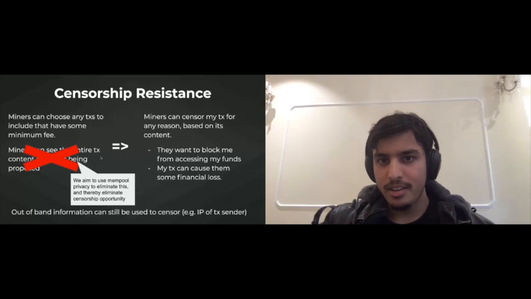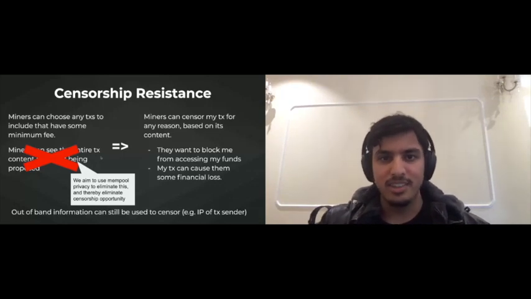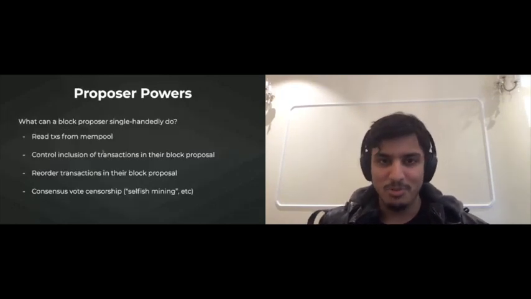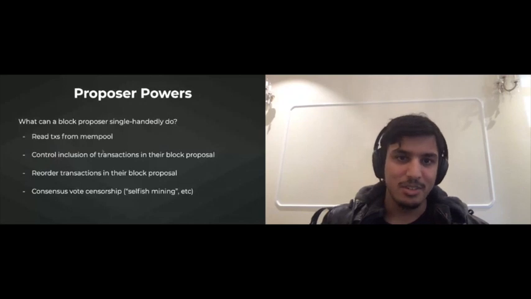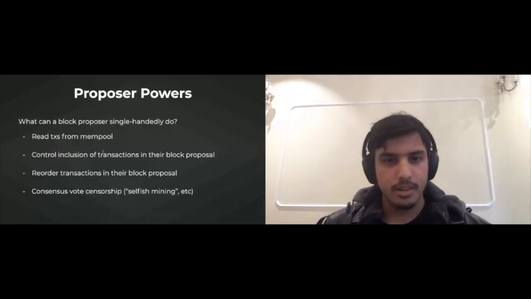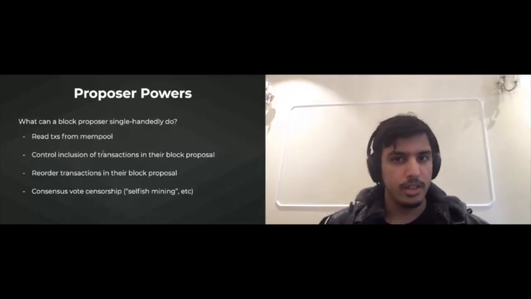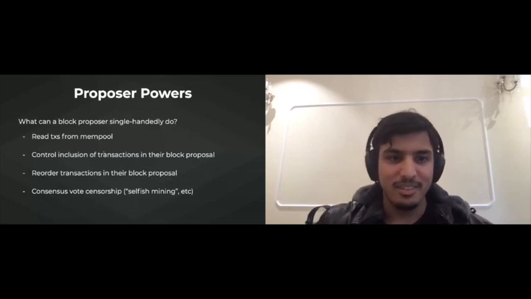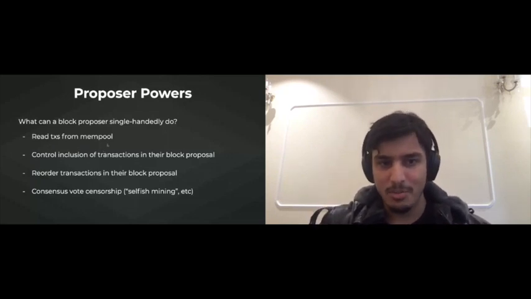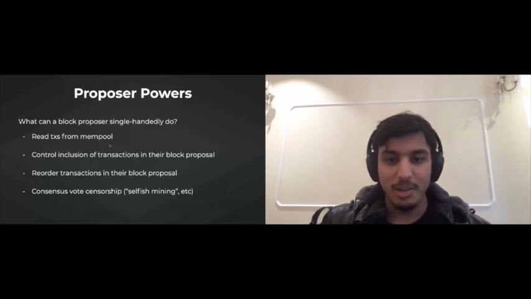Okay, so then I want to switch to motivating the second thing, which you may be more familiar with. It's MEV, or miner extractable value, where essentially block proposers in blockchains have some special powers that normal full nodes don't. Well, they can read transactions from their mempool, which I guess everyone can. They can control inclusion of transactions in their block proposal and reorder them.